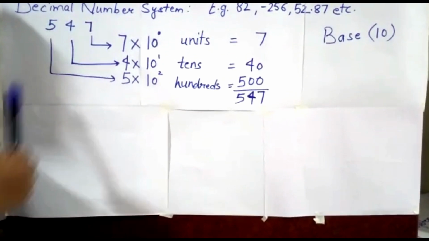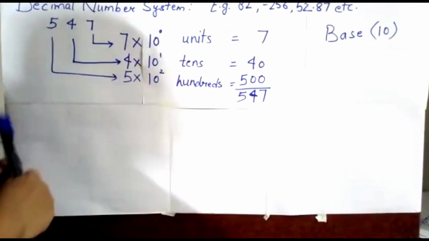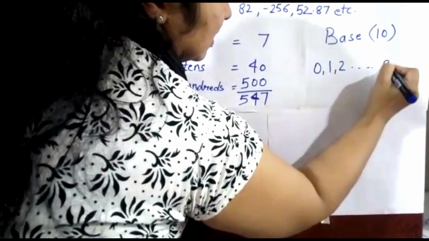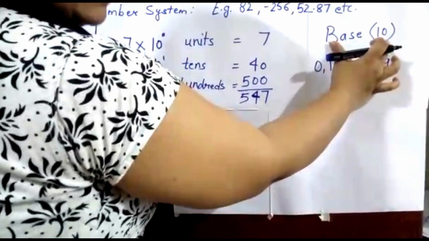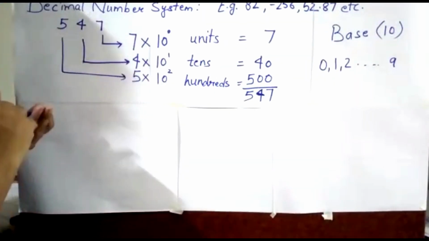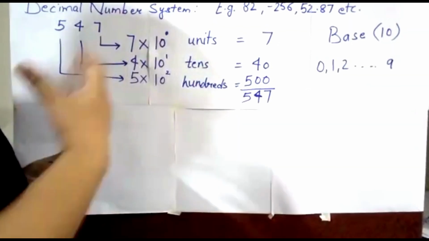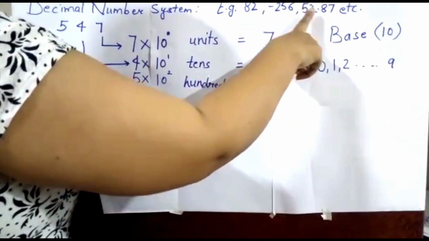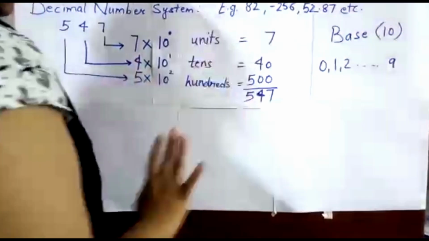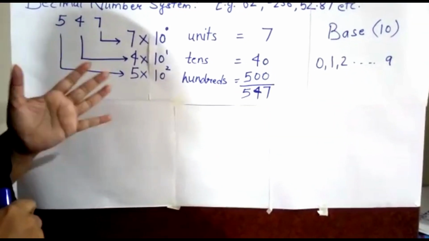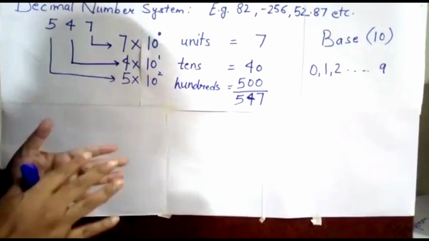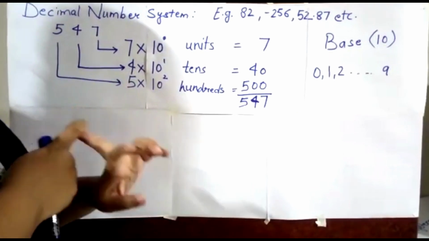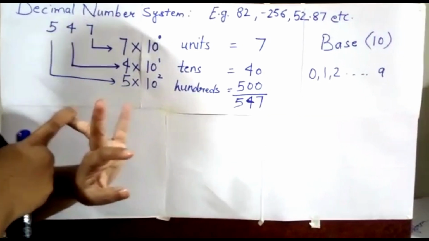So, firstly, we will discuss decimal number system. It consists of 10 digits, 0, 1, 2 till 9. In all, there are 10 digits, so base is 10. So every number individually or can be grouped to form the numeric values like 82, minus 256, 52.87, etc. So value of each digit in a number depends on face value of the digits, base of the number system, and position of the digit in the number.